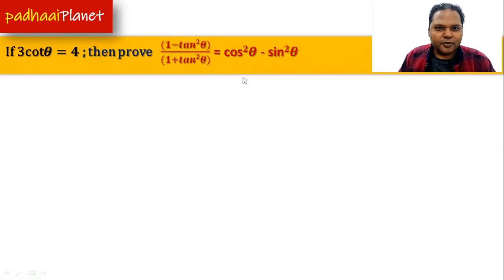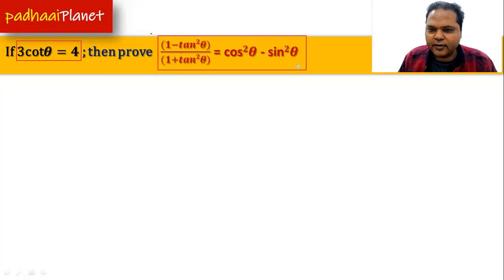And here we have the question. The question says that 3 cot theta is equal to 4. That's given to us. And we need to prove that this particular expression which is given here is true, right?